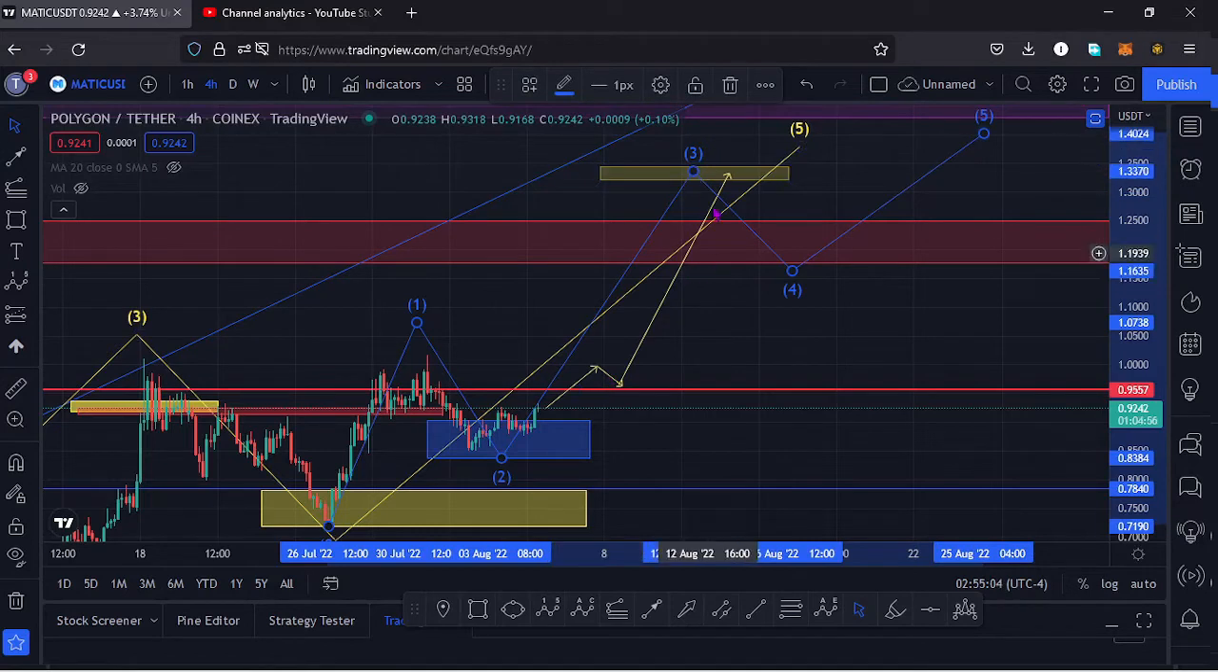And in between here, we also need to have in mind that we have key areas of resistances. So once we manage to break above them and have a successful retest, that movement could take us to this target area that I have for the wave 3.